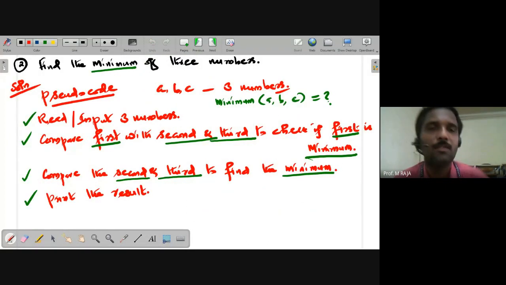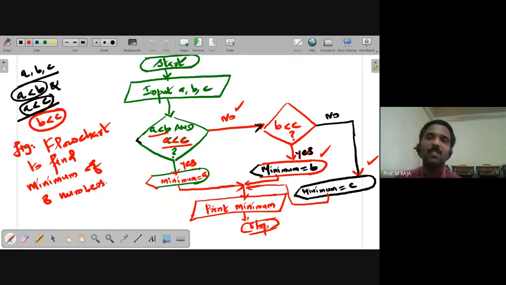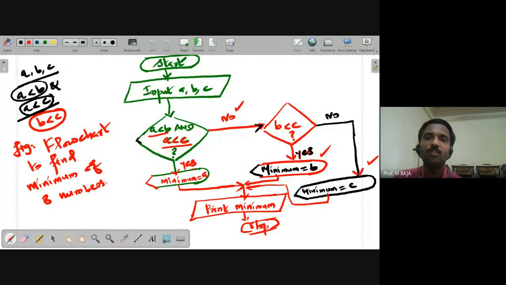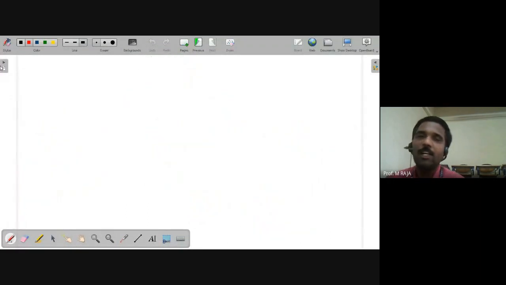Understand or not? We have obtained three input numbers A, B, C, compared first with the second and third to check if first is minimum. Then we have compared second and third to find out either second or third is the minimum. Finally, we have printed the quantity minimum. Then we stop the flow of execution. Pseudocode is over. Second, the flowchart is over. What is the next step? We need to write the algorithm. So here I am writing the algorithm. Please take it.